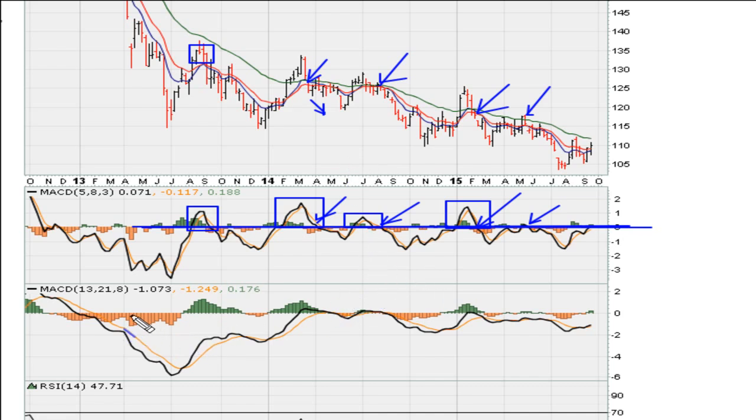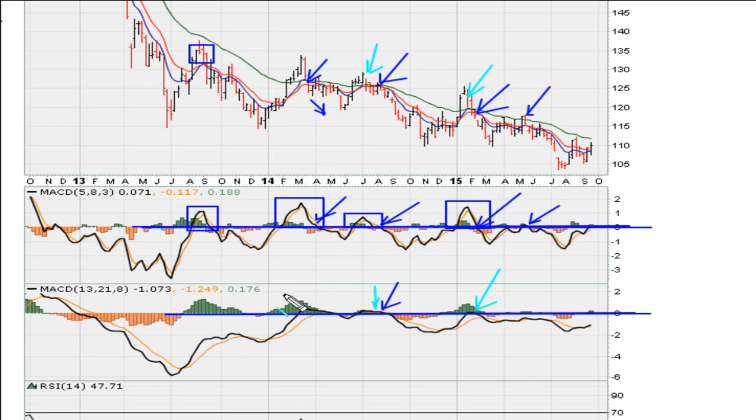Now if we take a look at the main MACD somewhere and we draw this zero line, you can see a couple of times here it tried to move above zero and failed. So let's change colors here. We tried to move above zero right here, which corresponds with these highs. The market went down. There was another rejection here, which was these highs.